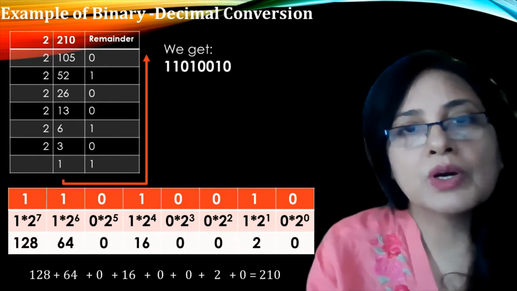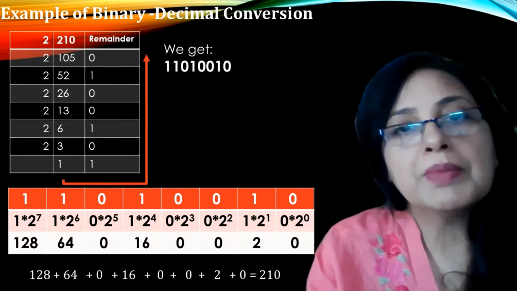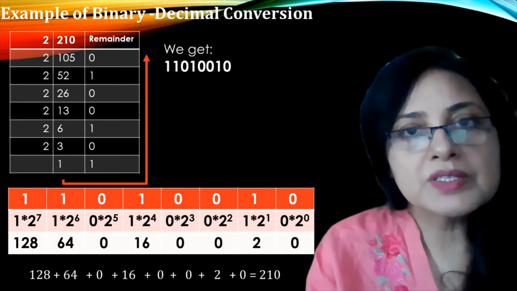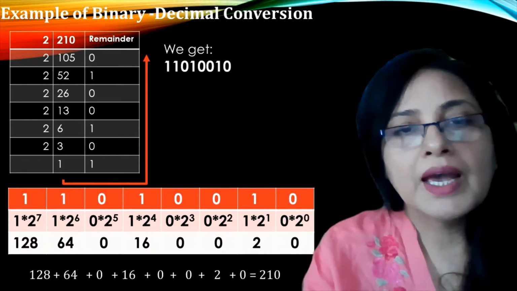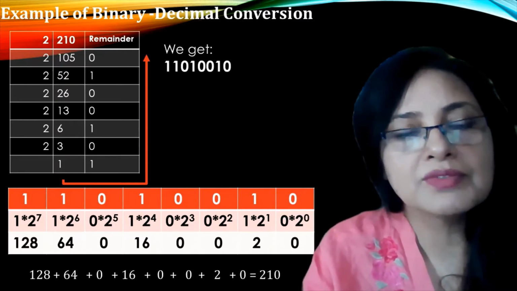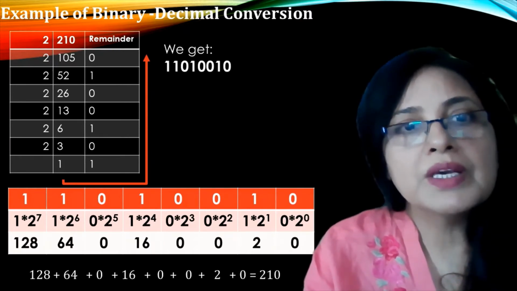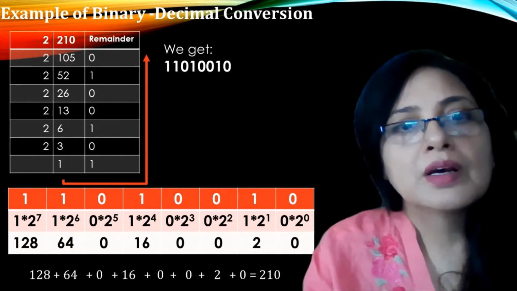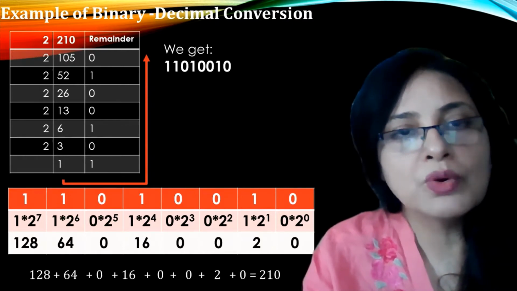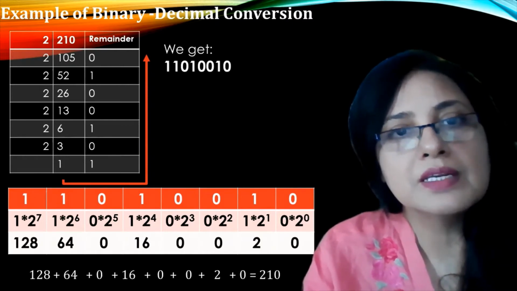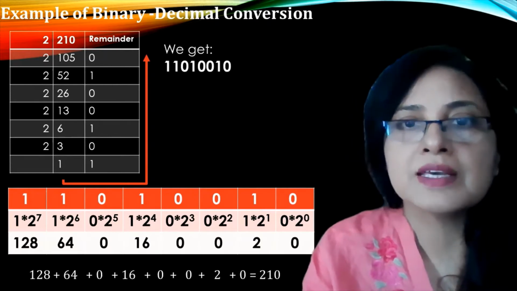Now to check whether we've got the correct binary number, we will convert it back to its decimal form by multiplying by powers of 2. We start with the least significant bit, which we multiply by 2 raised to power 0. And as we move towards the most significant bit, we keep increasing the power of 2. So here we get 128 for the most significant bit, 64 for the next, 0 for the next bit, 16, 0, 0, 2, and 0, which we now add to get the decimal result.